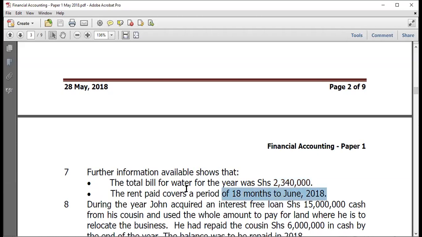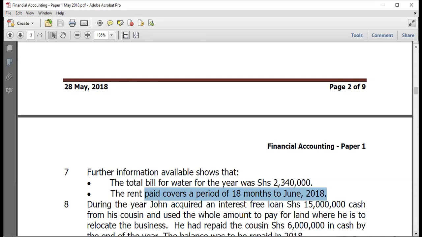Okay, so the same thing also happens. They are telling us here that the rent paid covers a period of 18 months. So we're also going to tackle this separately. Okay, but this does not affect our cash book. Remember, the cash book records cash and bank, no matter how long you've paid for, either you've paid for 2 months or 18 months, we shall definitely record the amount you've paid.